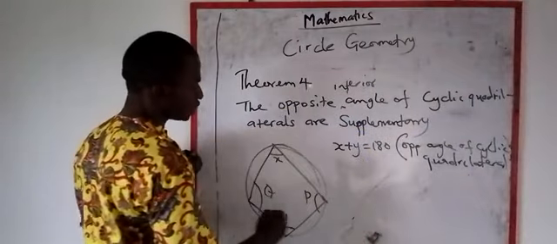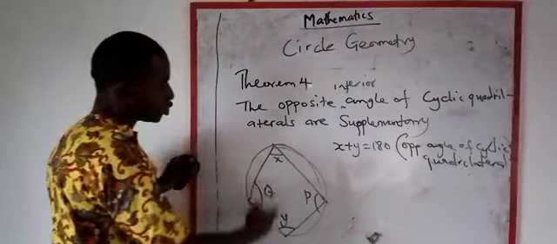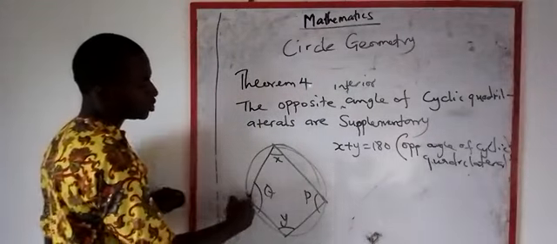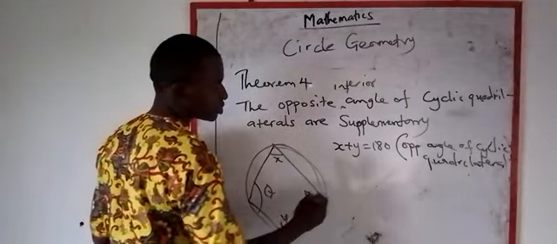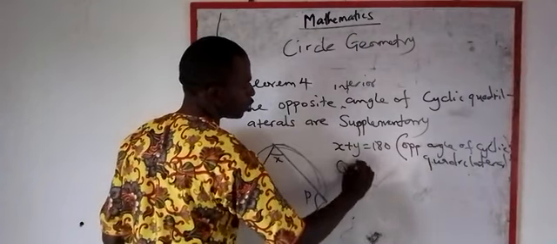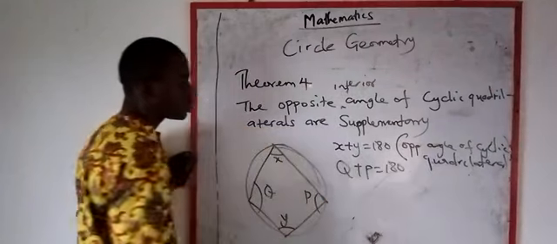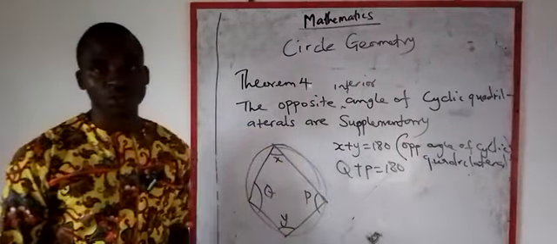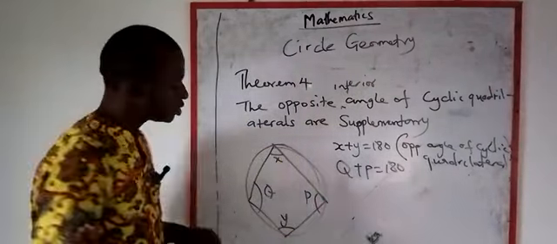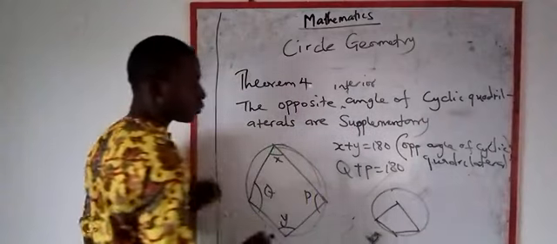Opposite angles. So the same way we did it for the opposite angles here, it is also the same in this case. We now have Q plus P equal to what? 180. The same reason. Take note. It is not the same thing with this. Some people will be tempted to apply it, but this is not the case.